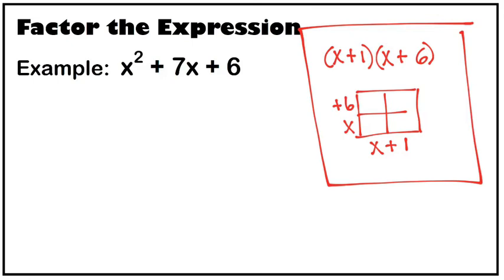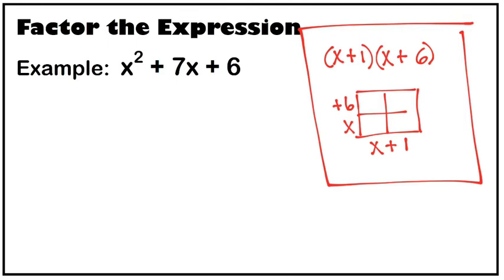And so you can see we have x squared plus 7x plus 6, but it's not an equation. There's no equal sign. There's no 0 on the other side. This expression is still in standard form, but all we're going to do is factor it. We're not going to have to worry about solving for x.